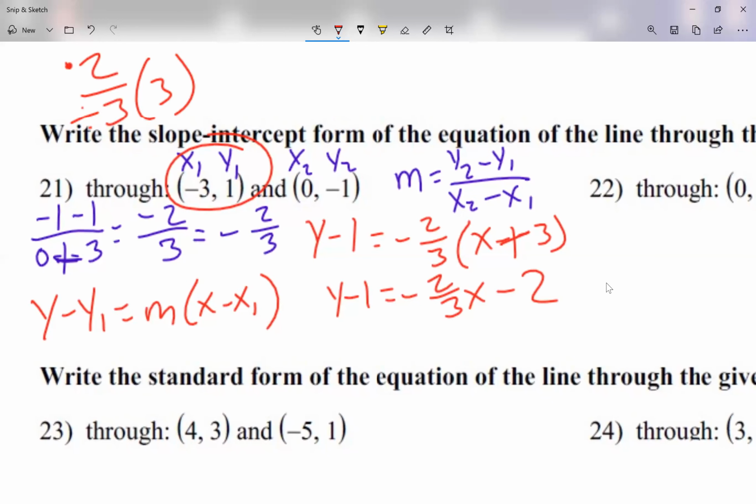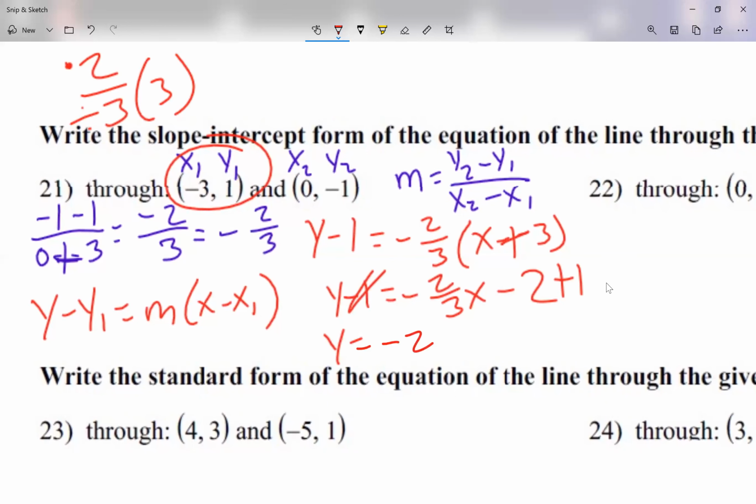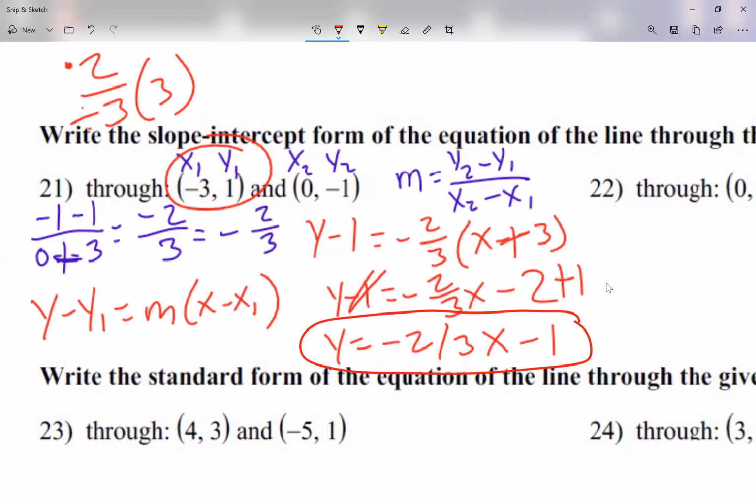To get the y by itself, the -1, let me move it to the other side. Don't forget to switch the sign. So I'm going to write that as a +1. So I'm going to get y equals -2 over 3x minus 1. Right? -2 plus 1, that's where I got the -1. Okay, all together, the slope-intercept form is in the form y equals mx plus b. So we're done. Let's take a look at question number 22.